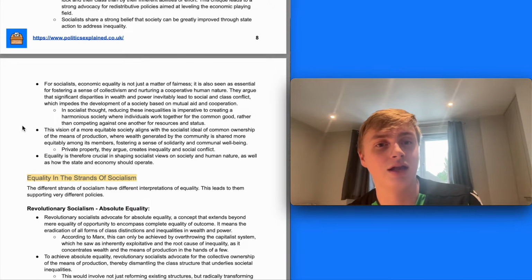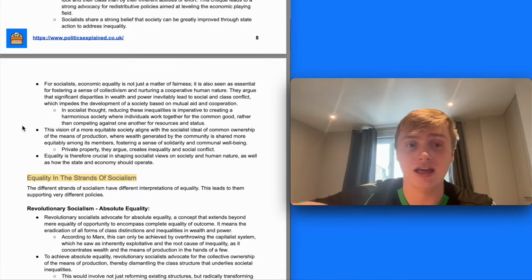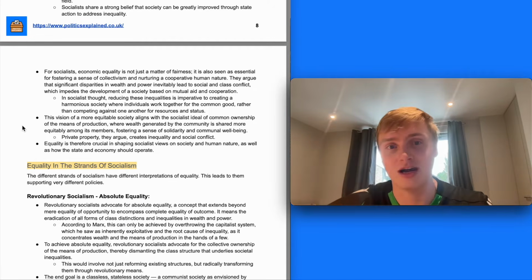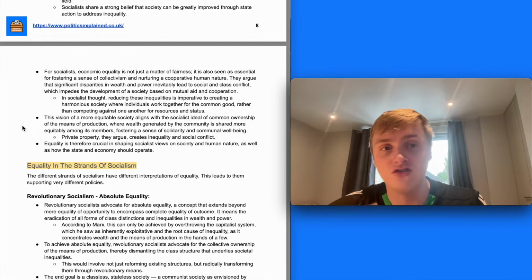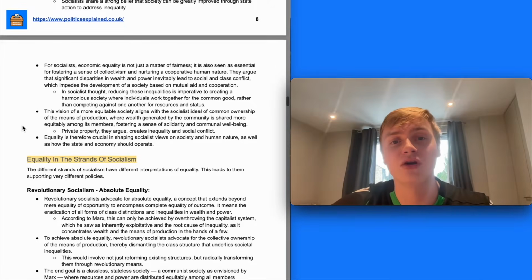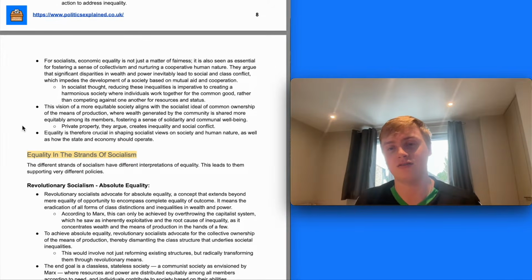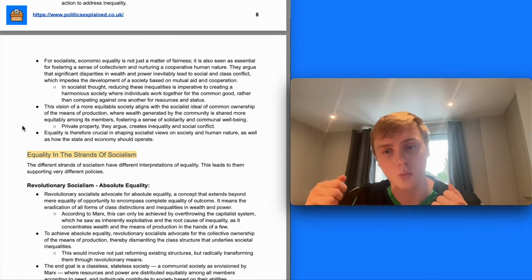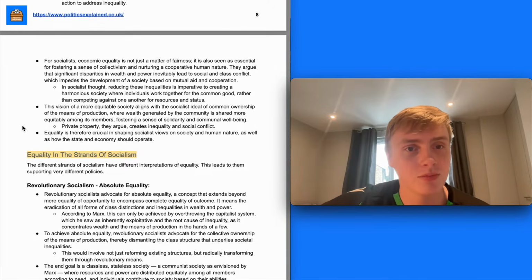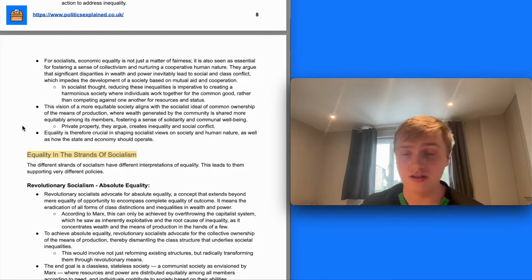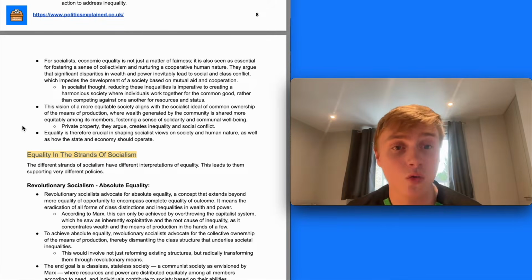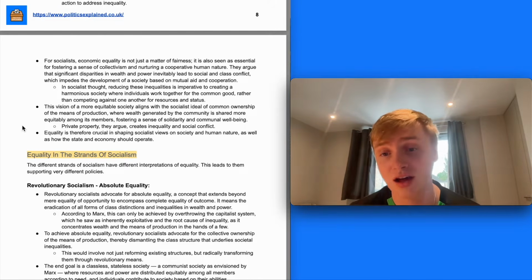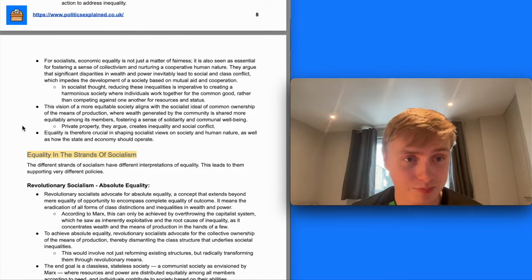So they believe that when you have inequality, which you have under a capitalist system, it inevitably leads to social and class conflict, which impedes the development of society to work together and cooperate. So reducing inequalities is not just about fairness, it's also about improving society and creating a harmonious society where everyone can work together.